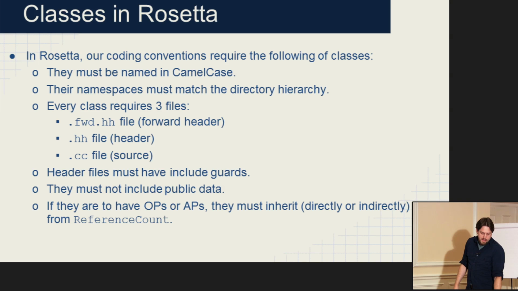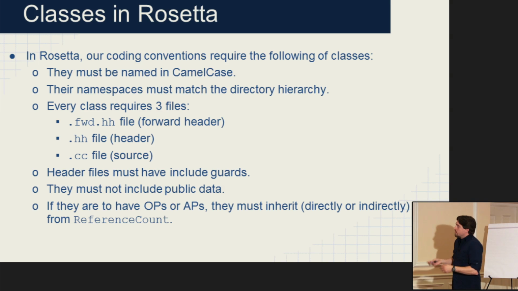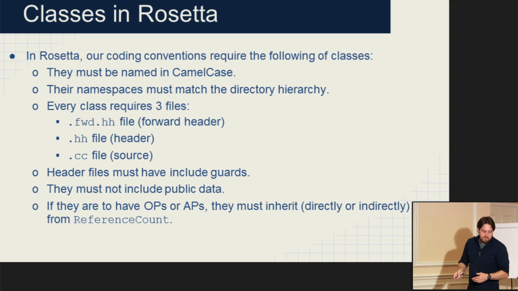Okay, so first of all, I talked about classes in the very first lecture, and then Rebecca talked about it more. But there are additional things about classes that we need to know specifically for Rosetta. So in Rosetta, we have certain conventions that apply to classes. You've already heard some of these. Some of these might be new, but in any case, it's good to review. For one, they should be named in camel case. That's just a stylistic convention.